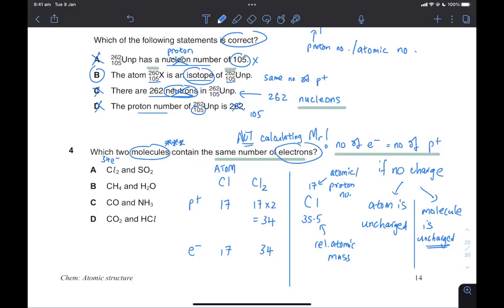Yes. Now let's have a look at SO2. Okay, how many protons does SO2 have? Okay, thank you, Kawim. I'm going to ask Azam now. Azam, are you there? How many protons does SO2 have? How do you work it out, Azam?